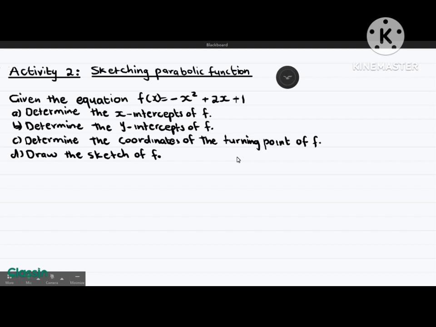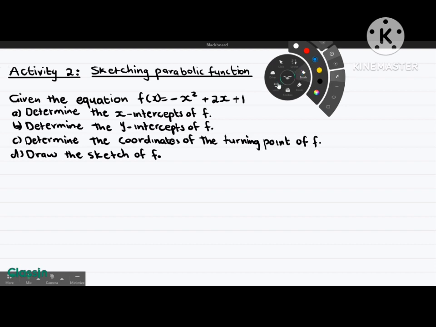But what are these things that you need in order to sketch the parabolic function? First, we are going to need the x-intercepts of f. We need to find the x-intercepts because this is where the graph will cut the Cartesian plane along the x-axis. Furthermore, we are going to need the y-intercept.